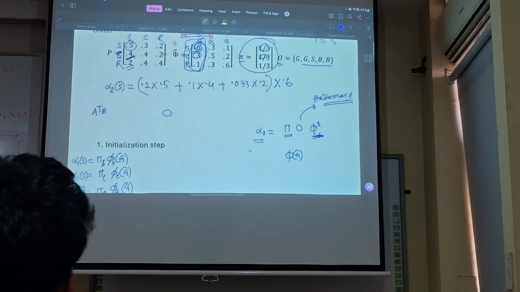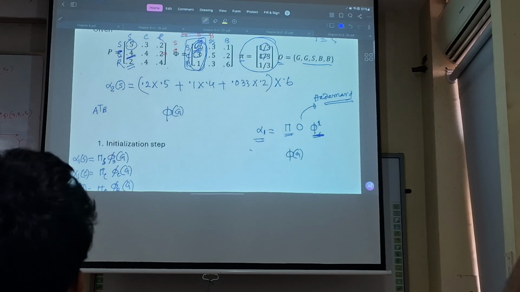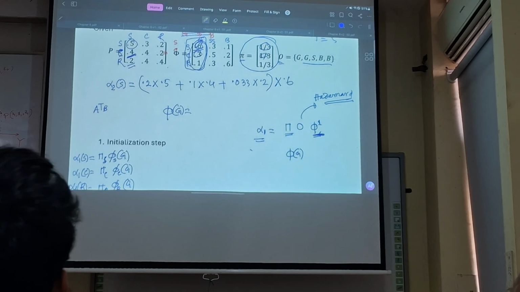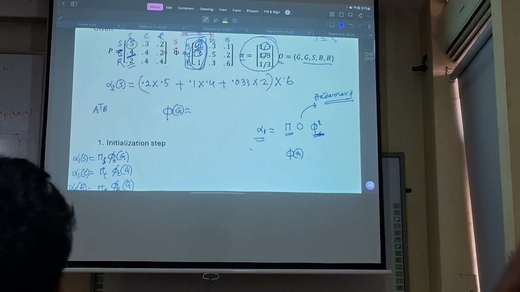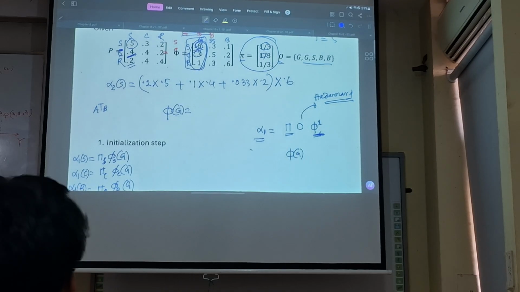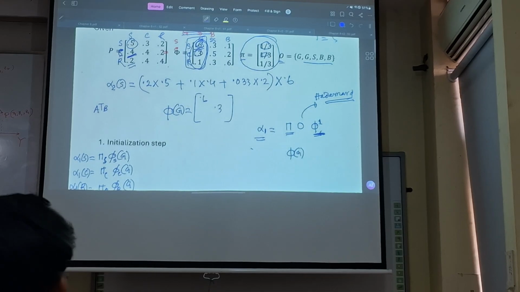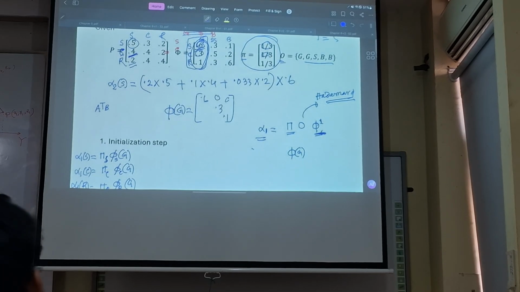What does phi G represent? It represents the first column of the phi matrix, where the elements are placed on the diagonal. Something like this: 0.6, 0.3, 0.1. All others are 0.